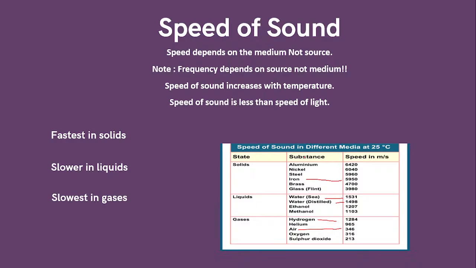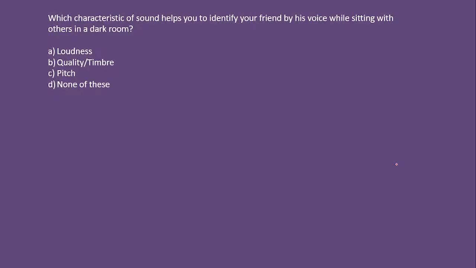In solids you see 6420, and in gases it is very low. So compared to solids and liquids, gases are the least. Speed of sound is lowest in gases, then comes liquid, and highest is in solids. Speed is measured in meters per second, just like the other quantities we have studied in motion.